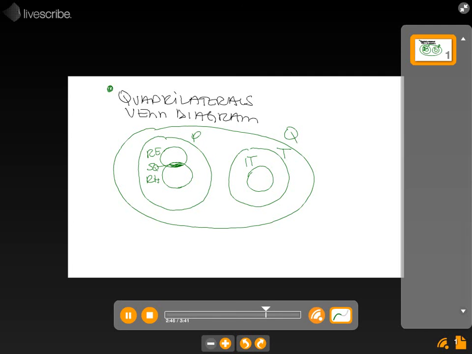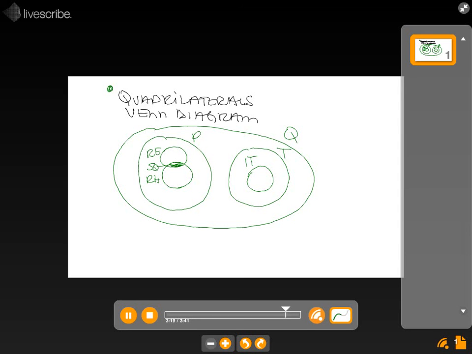Trapezoids have one set of parallel sides. Parallelograms have two sets of parallel sides. There's a smaller set of trapezoids called isosceles trapezoids, and they have the legs congruent in the trapezoid. In parallelograms, there are two smaller groups, rectangles with four right angles and rhombi with four congruent sides. And those two groups overlap a little bit, and they overlap to make a square, which has both four right angles and four congruent sides.